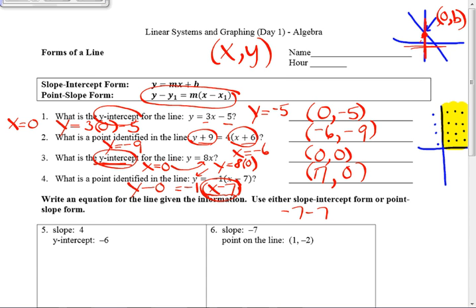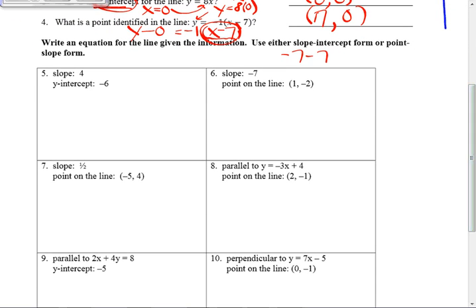These are all asking for points. No slopes. I didn't ask for that. Now, can you do number 5? Can you do 5? Yeah.